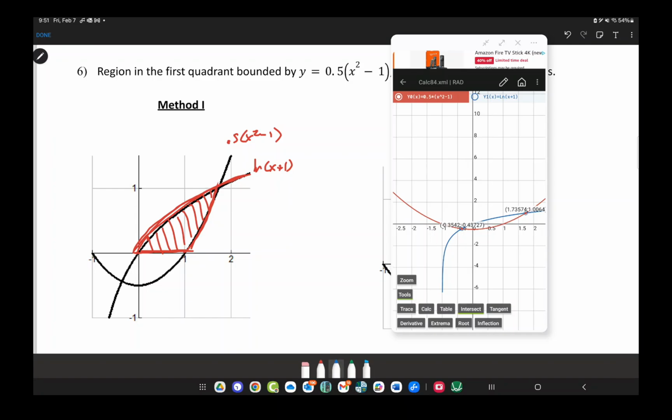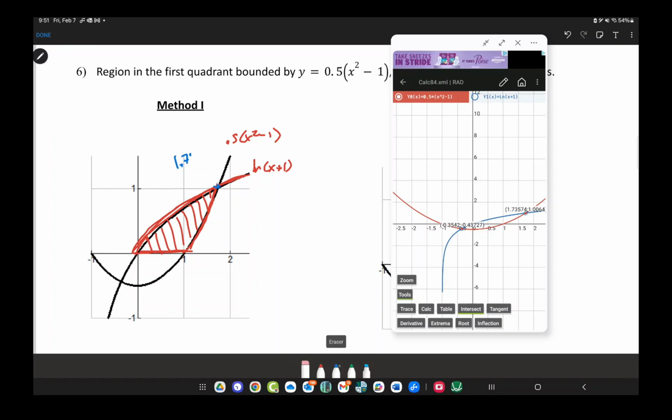What is the intersection? It's 1.736. I'm going to go as far as I can. So 3574 is what I have. Okay, so then would the variable just be from 0 to that point? That's a very good question.